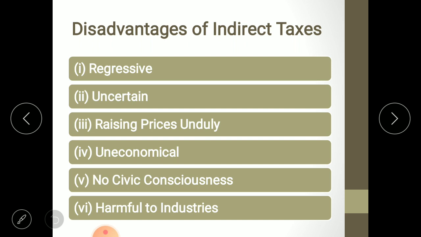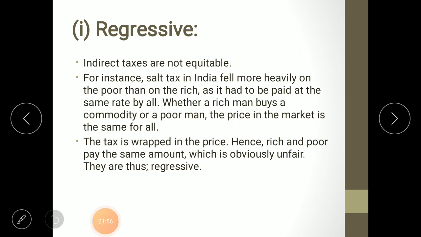The disadvantages are regressive, uncertain, raising prices unduly, uneconomical, no civic consciousness, and harmful to industries. Let us see the first disadvantage, that is regressive.